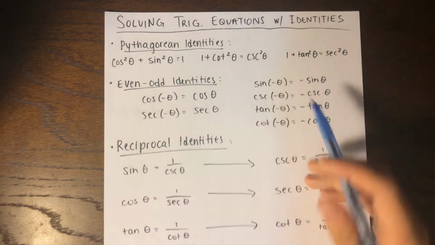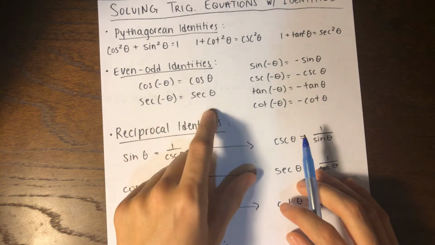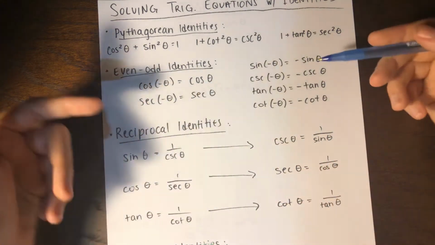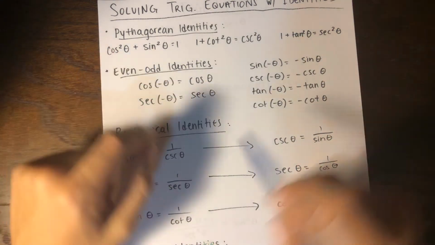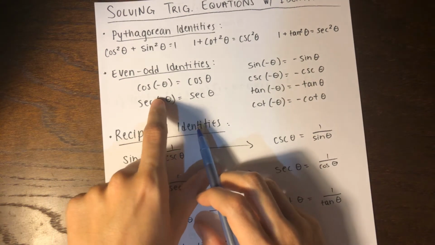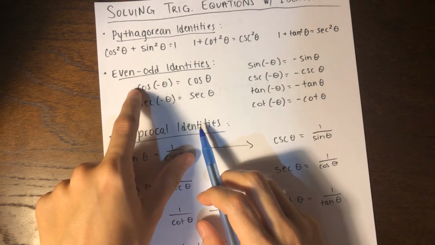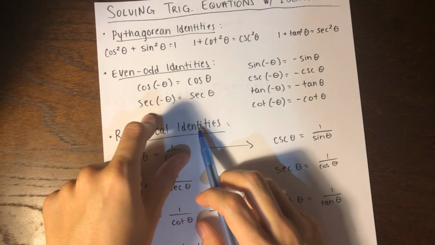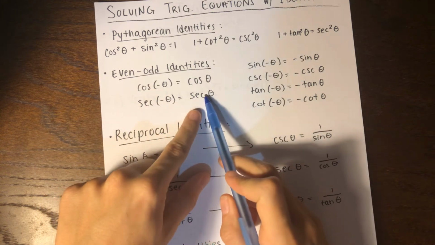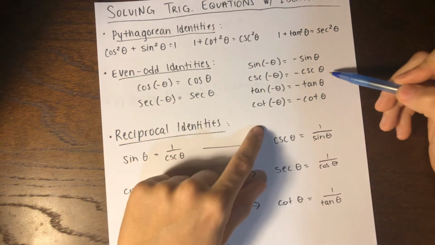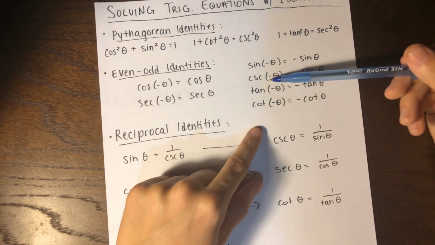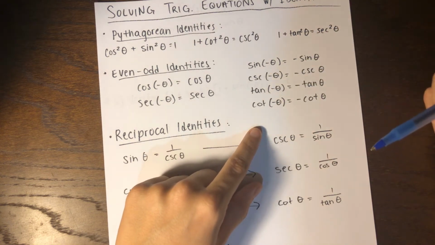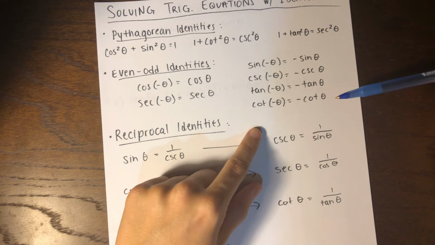Then we're given the even and odd identities, which we've learned before. So this is just kind of a review right now. Remember, cosine and secant are the only ones that are even. And the odd ones are sine, its reciprocal, and tangent and its reciprocal.